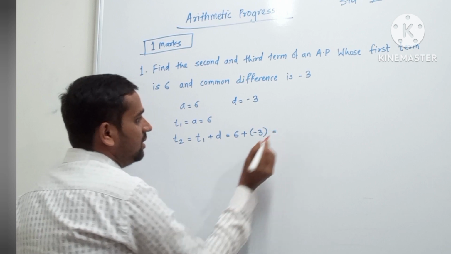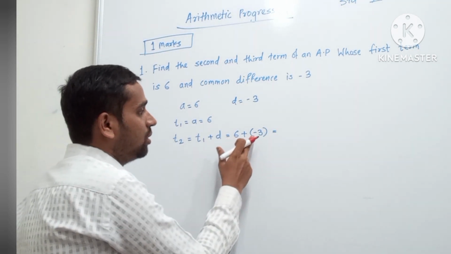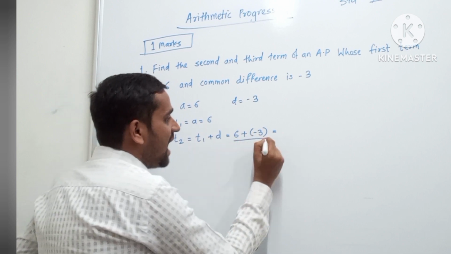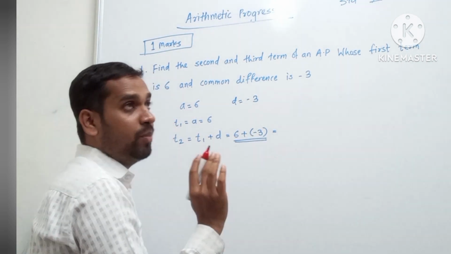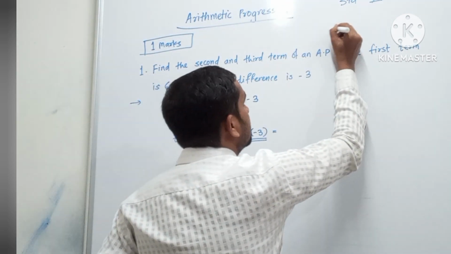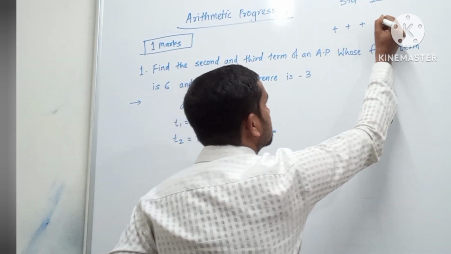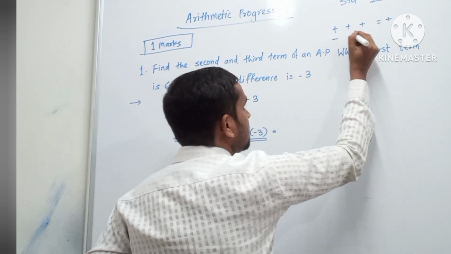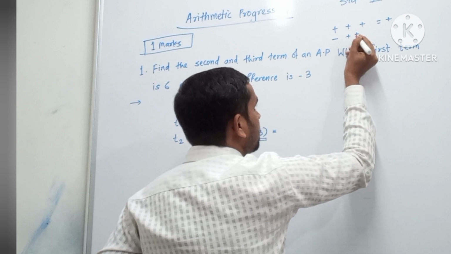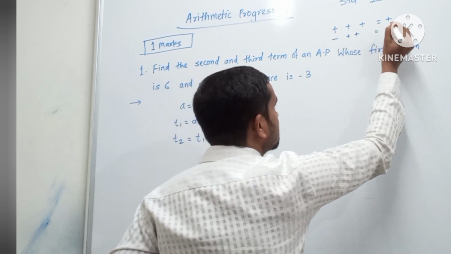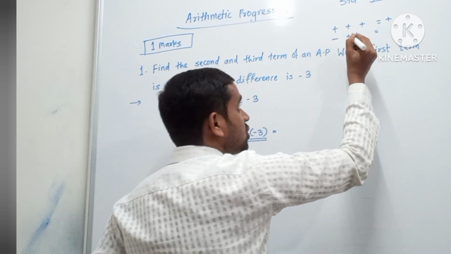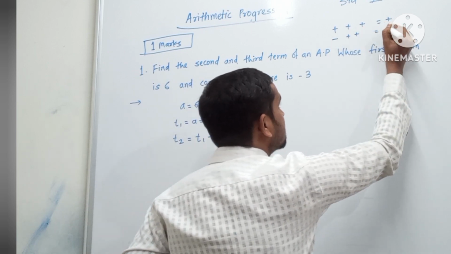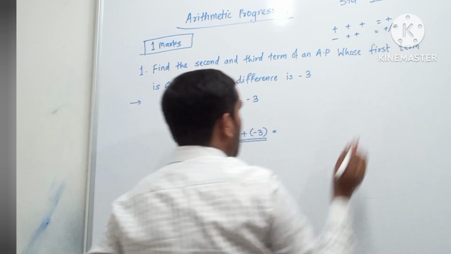Listen here students, it is very important. You have to understand the difference between these signs. Signs are more important. So plus, plus: the answer will be the addition and the answer will be plus. Minus, plus: the signs are different. Therefore the answer will be the subtraction and the answer gets the sign of the biggest number. It can be plus or minus.